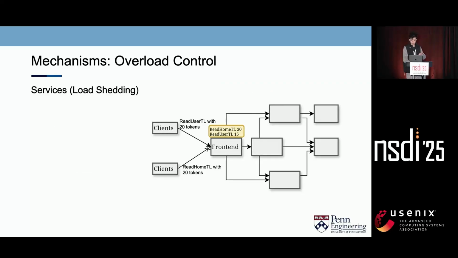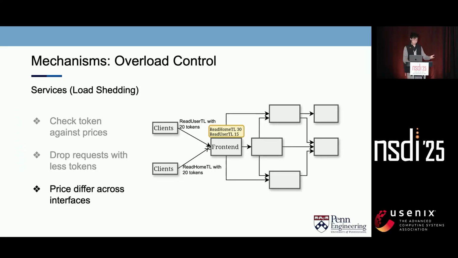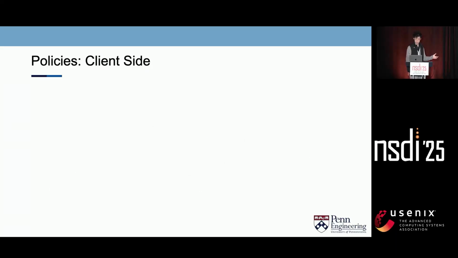And as we promised, prices distinguish different interfaces. So home timeline could be more expensive than user timeline, and then you would drop the home timeline request even though it has the same token with the user timeline. So that's how load shedding works in Rajomon.